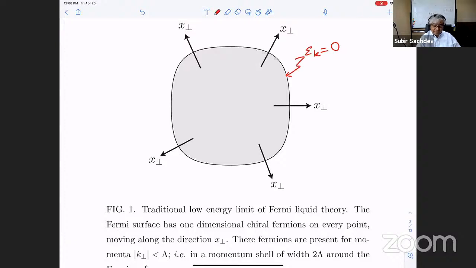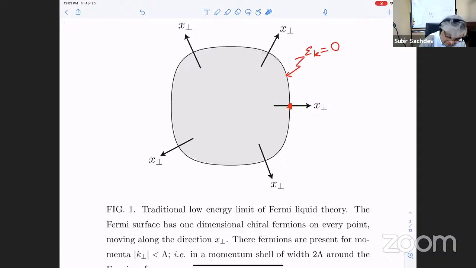Okay, so if I sit at a point on the Fermi surface like this point, then the energy of the electron sitting there doesn't change when I go tangent to the Fermi surface, by definition, because the energy is zero on the Fermi surface. So if I proceed in a tangent direction, the energy to first order doesn't change. Okay. On the other hand, to first order, it changes very much in this direction.